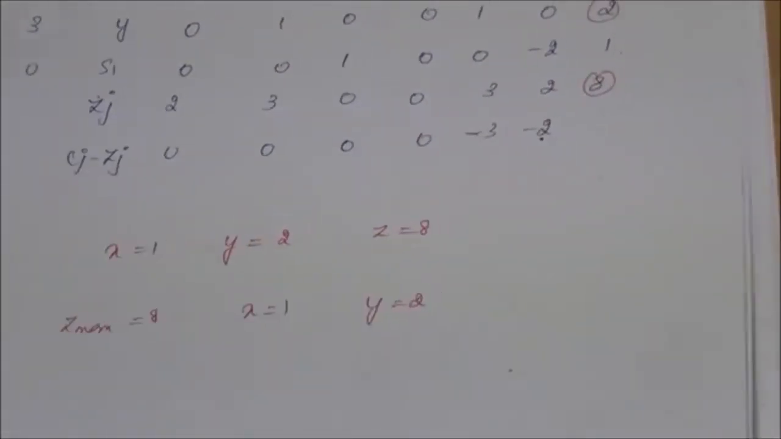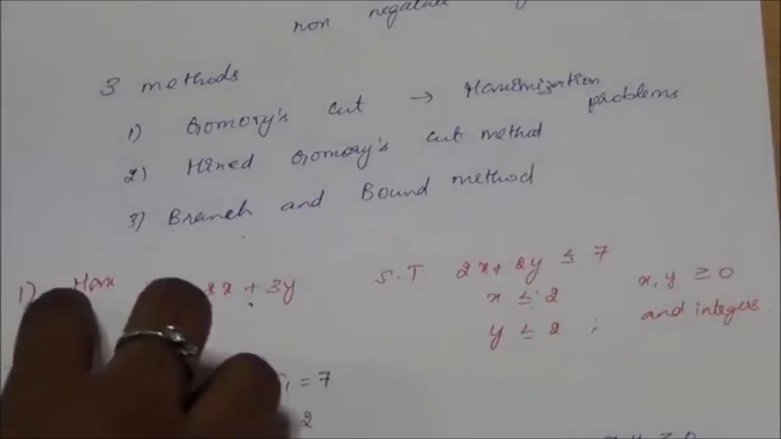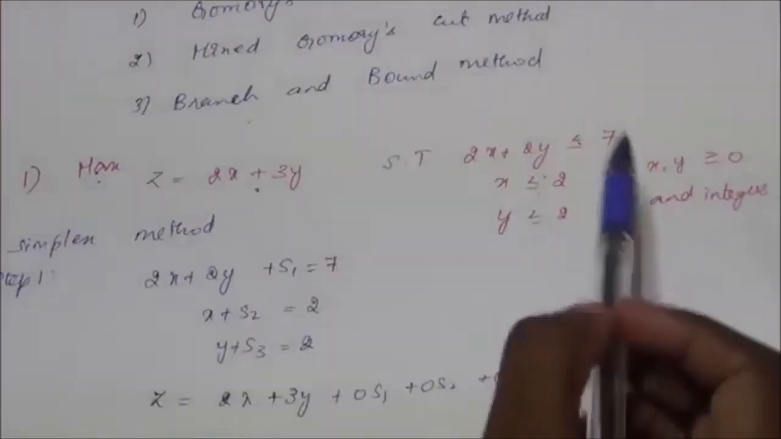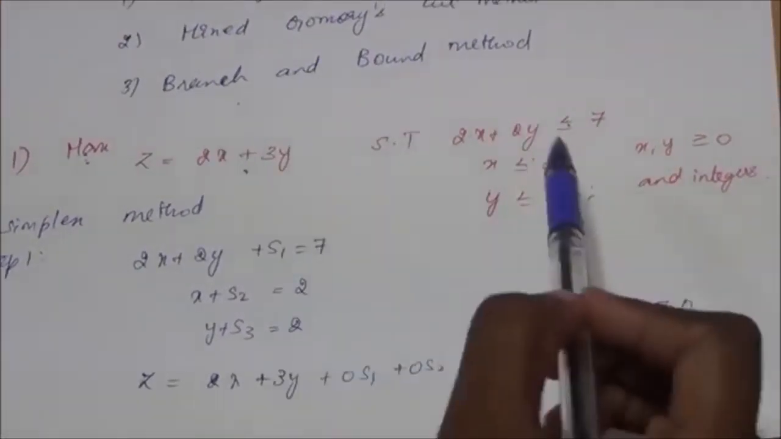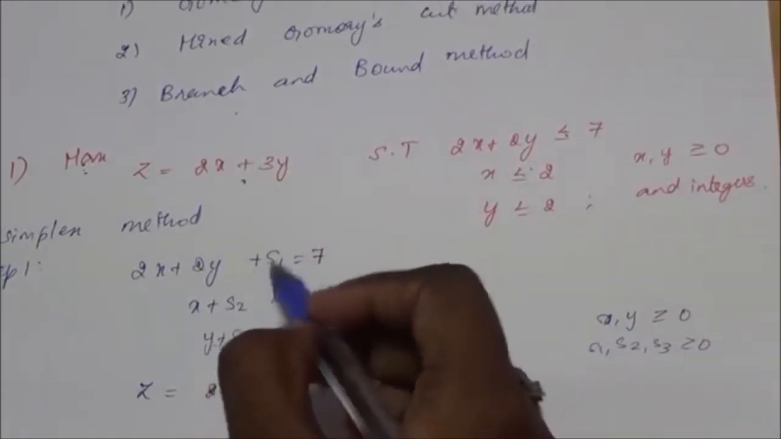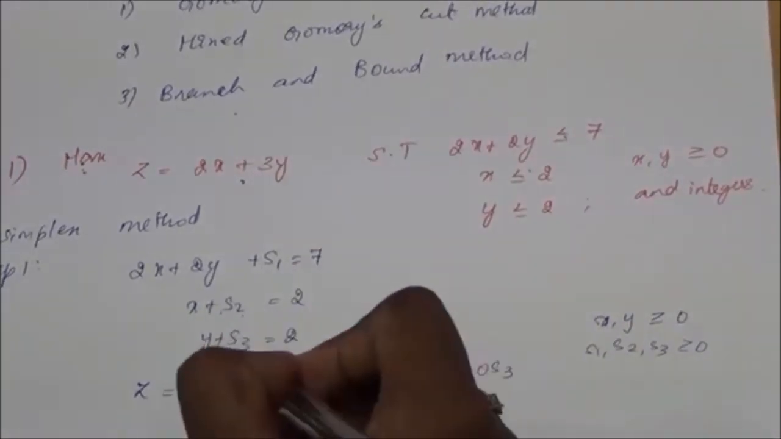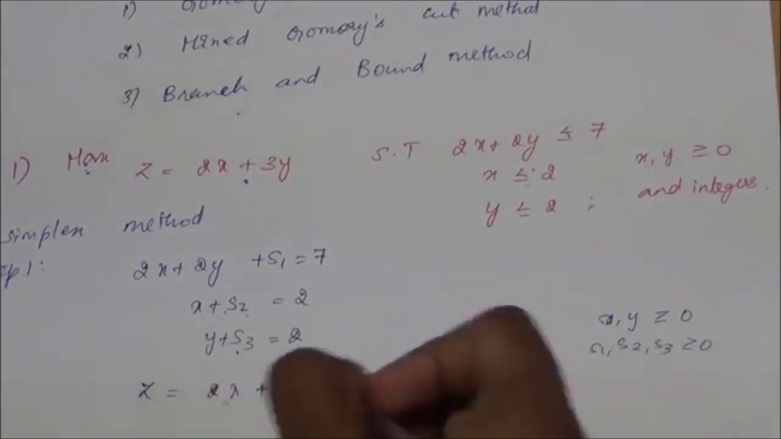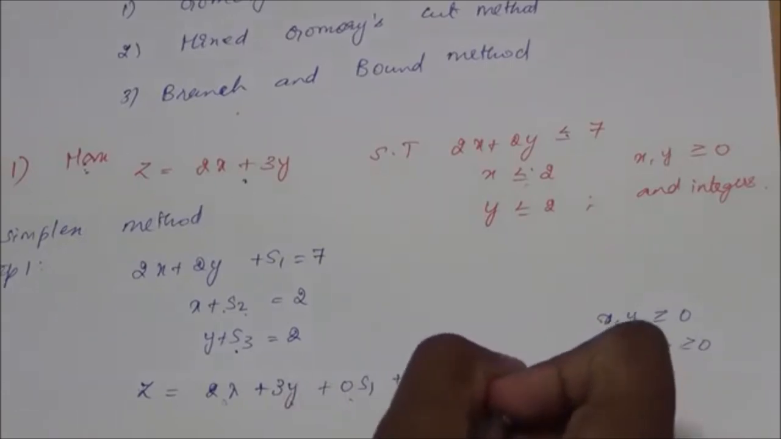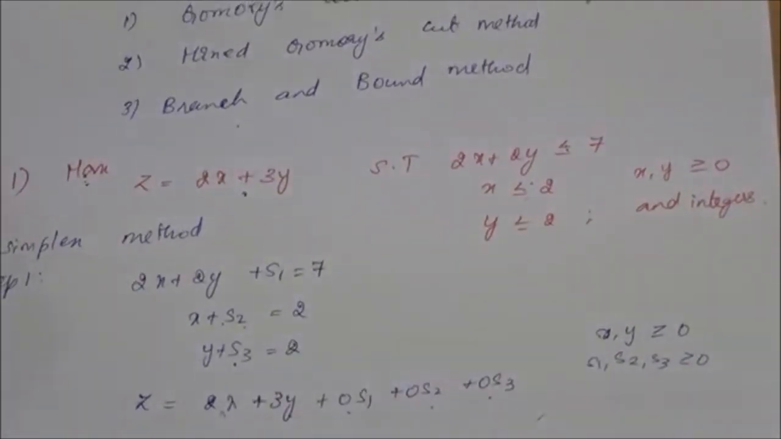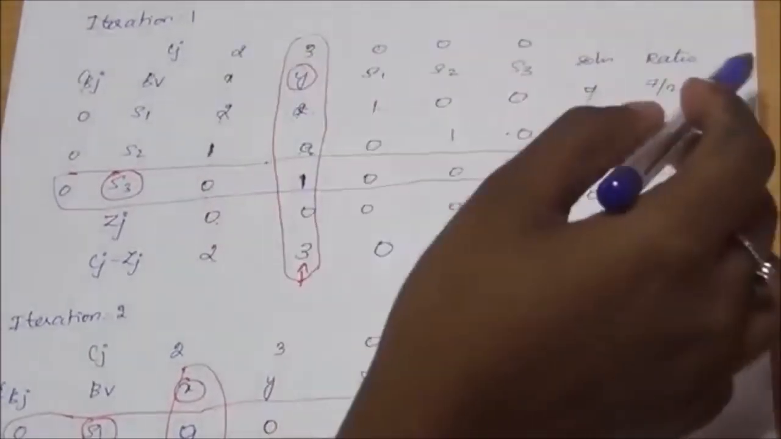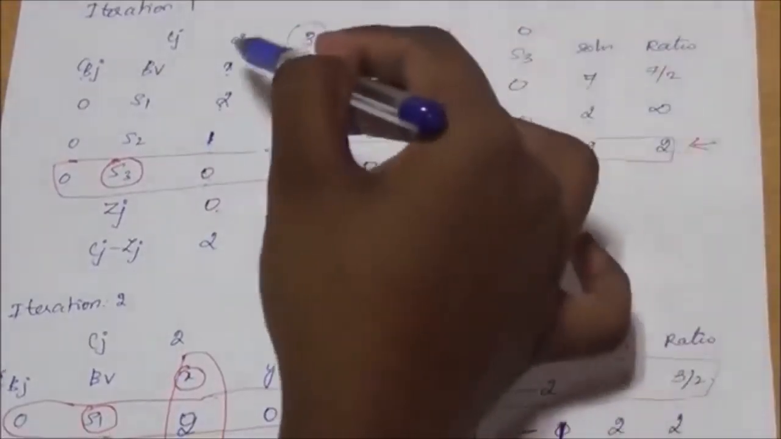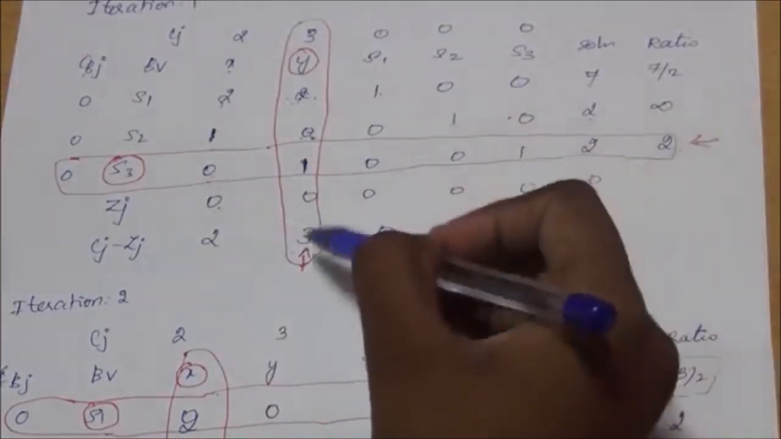Now let us revise the problem from the beginning. The given problem is maximization and all the constraints are less than or equal to, so it's satisfied. So we directly add the slack variables to it, plus s1 plus s2 plus s3, and we rewrite the objective function as 2x plus 3y plus 0 s1 plus 0 s2 plus 0 s3, and we follow the simplex method to solve this problem. For the first iteration, we write all the values as it is given in the constraint, all the coefficients of those variables, and we have to find the pivot row and pivot column.